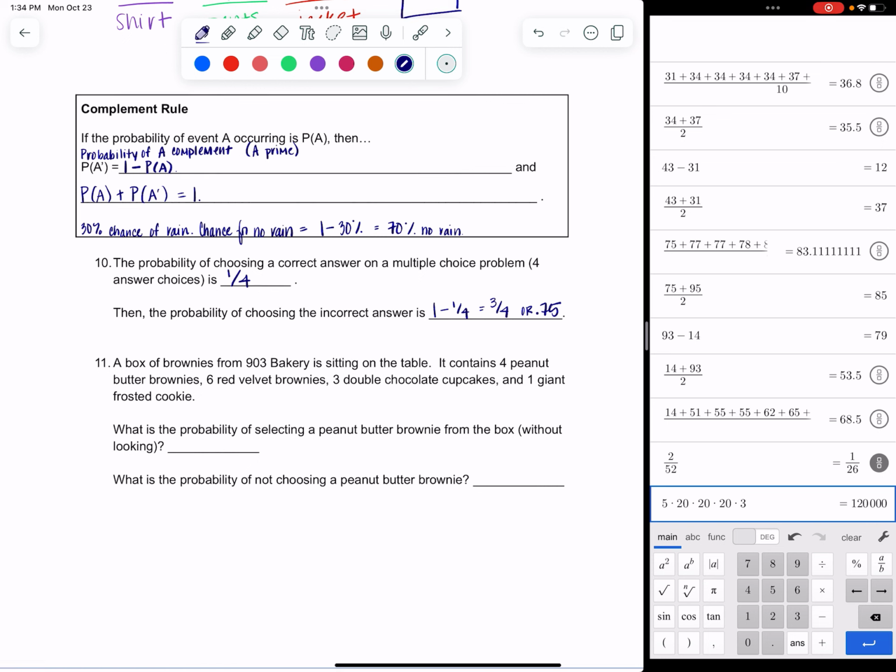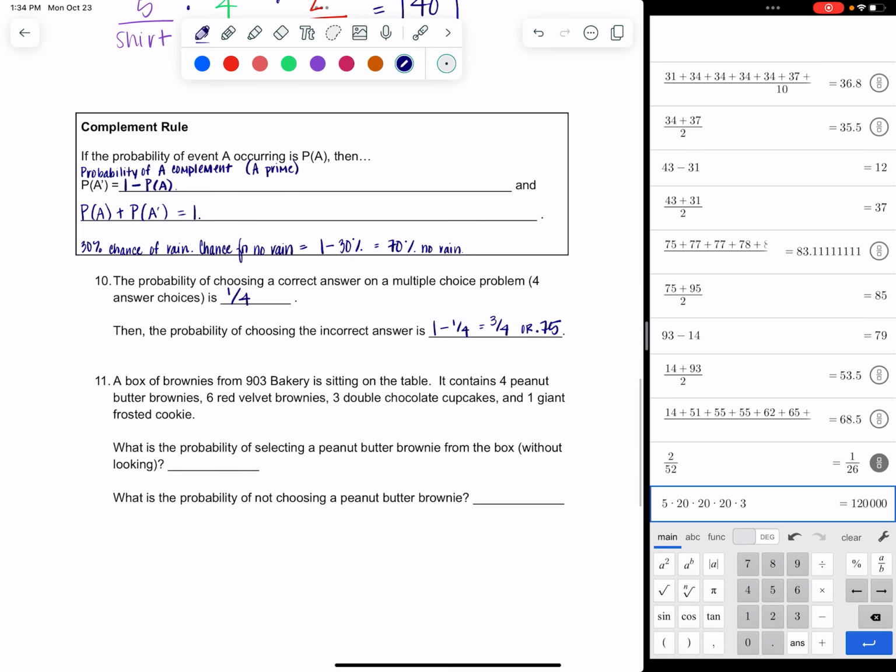A box of brownies from 903 Bakery is sitting on the table. It contains 4 peanut butter brownies, 6 red velvet brownies, 3 double chocolate cupcakes, and 1 giant frosted cookie. What is the probability of selecting a peanut butter brownie from the box without looking, and assuming you don't have a peanut allergy? If you have a peanut allergy, we know you're not going to pick that one.